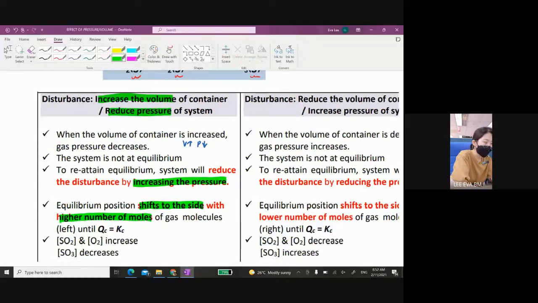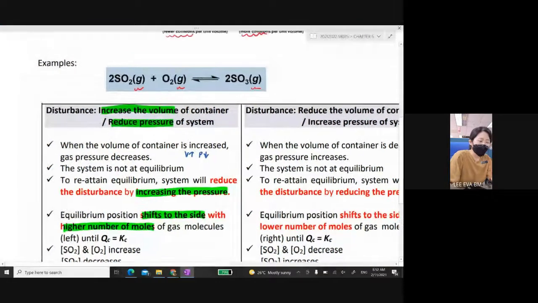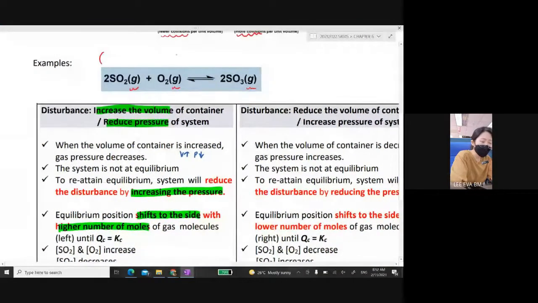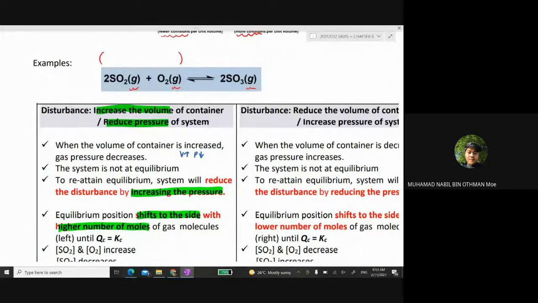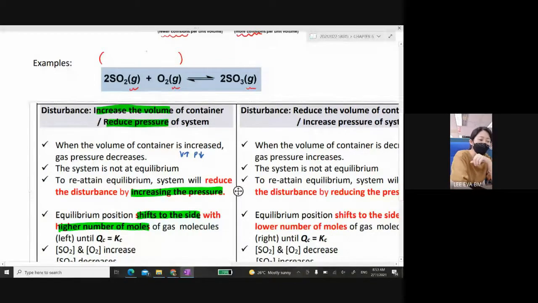So back to the equation. This will be your reactant side. Tell me the total number of moles you see from this balanced equation. How many moles are there? Three. You have 2 moles of SO2 and 1 mole of O2, so the total on the reactant side is 3. How about the product side?